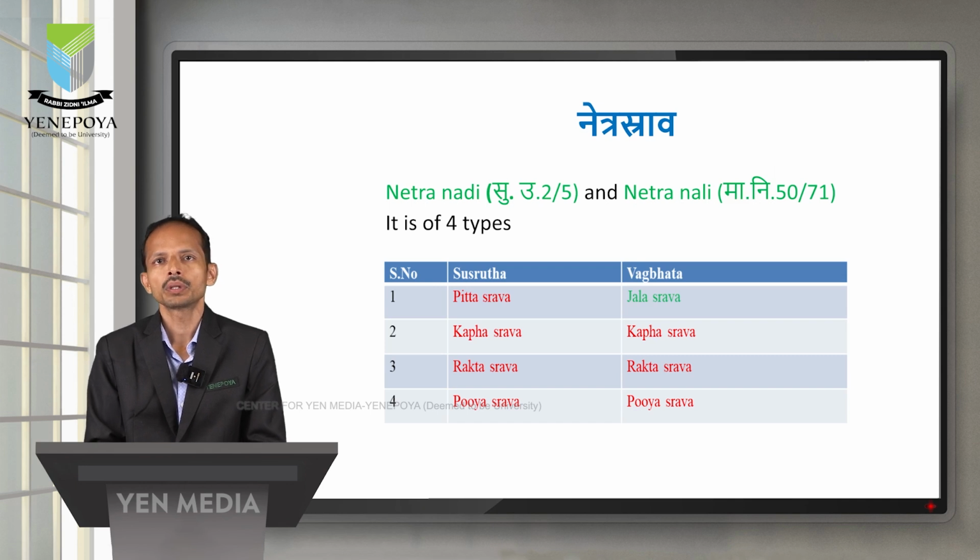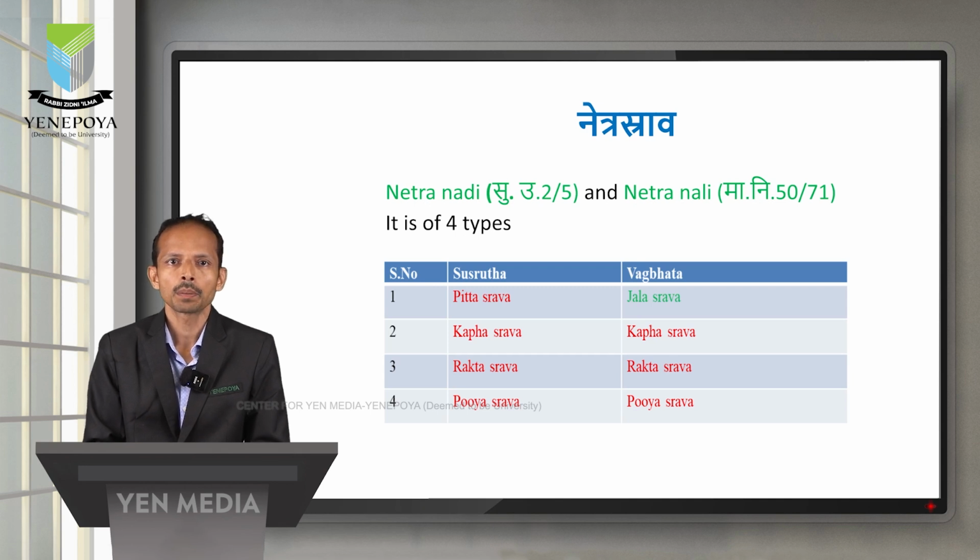So next we will move on to the next condition, called Netra Srava. There are 4 types of Netra Sravas mentioned in the Samhitas. They are Pitta Srava, Kapha Srava, Rakta Srava and Puya Srava. Whereas Acharya Vagbhata mentioned Jalasrava, Kaphasrava, Raktasrava and Puyasrava. Instead of Pittasrava, Acharya Vagbhata mentioned Jalasrava.